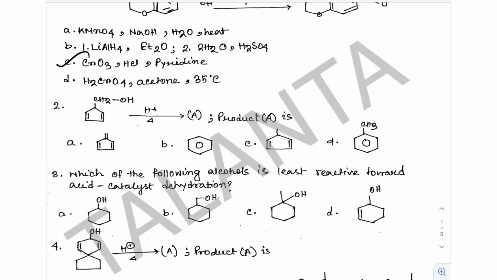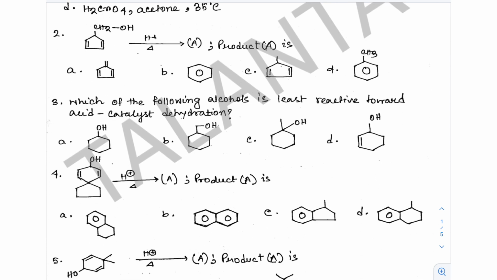So here, carbon plus will be generated at this carbon. Here we'll get a 2-degree carbocation, here a 1-degree carbocation, here a 3-degree, and here a 2-degree, but this is allylic 2-degree, so highly stable stuff, right? So the most unstable carbocation will be formed in compound B. So it will of course be least reactive towards acid catalyzed dehydration, because in the acid catalyzed dehydration reaction, the carbocation formation step is considered to be the rate determining step. So option B is the correct answer.